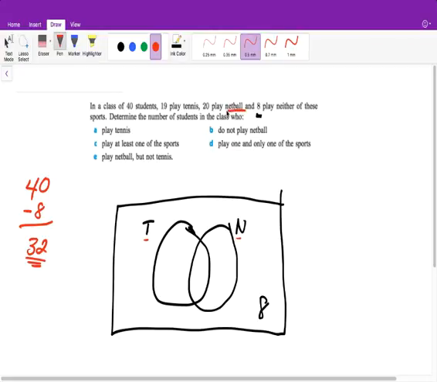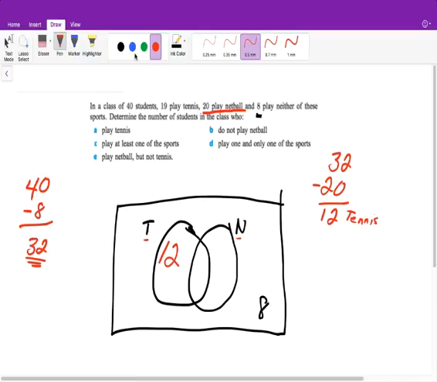So we're going to start with netball. So 20 people play netball. So 32 people we know play netball or tennis. So if 20 of them play netball, that means the remaining 12 have to then 100% play tennis because those 32 need to play one or the other. So that 12 needs to go here in this tennis part of our circle that's only tennis.